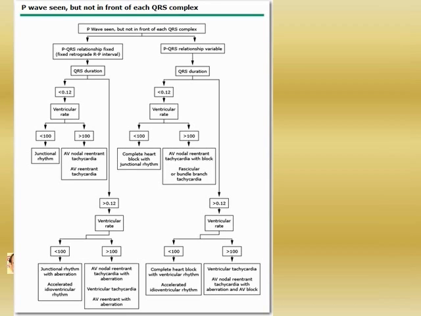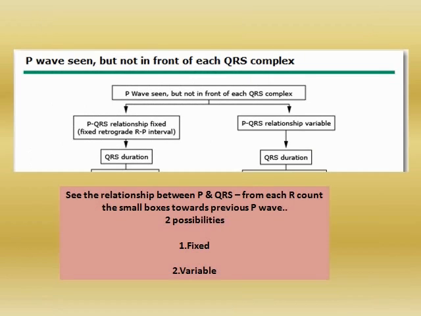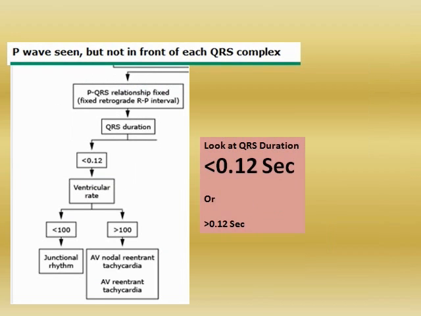From each R, count the small boxes towards the previous P wave. There are two possibilities. One is a fixed relationship, or it may be a variable relationship. If the PQRS relationship is fixed, that is a fixed retrograde RP interval, then look for the QRS duration. Again, in a similar way, if the PQRS relationship is variable, then also look for the QRS duration. Now let us go deeper into the analysis of the algorithm.